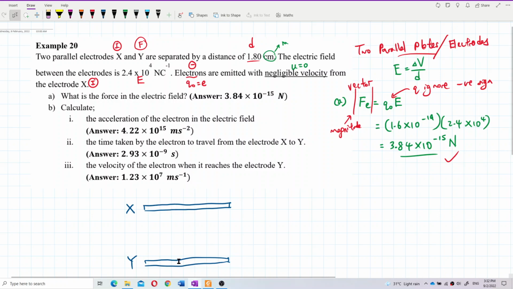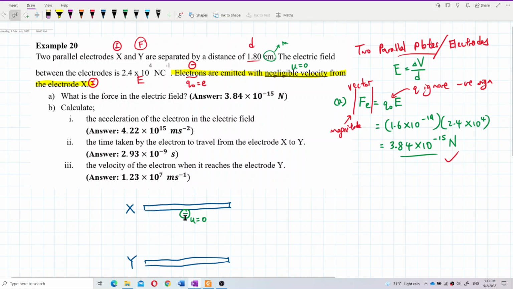Which one is positive and which one is negative? We don't know. But just now I wrote all this information: the electron is a negative charge. Where does it move from and to? This is very important. The electron is emitted with negligible velocity from electrode X, so it starts from X with u equal to 0.